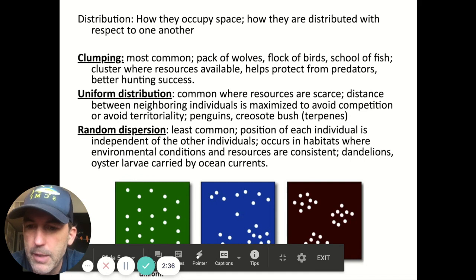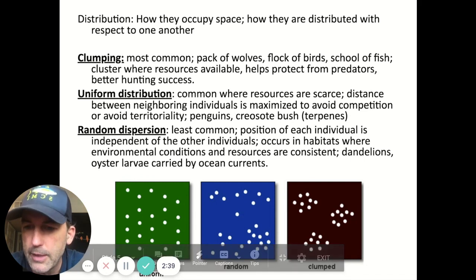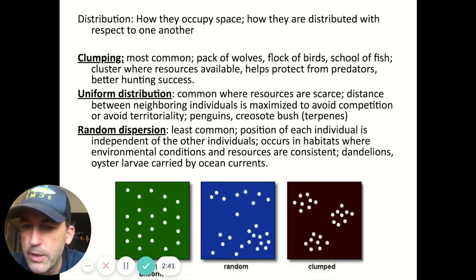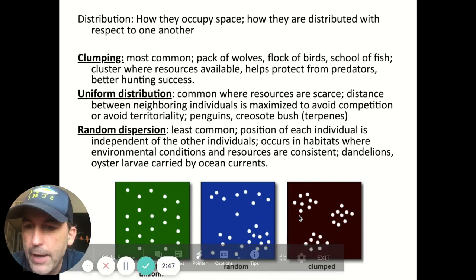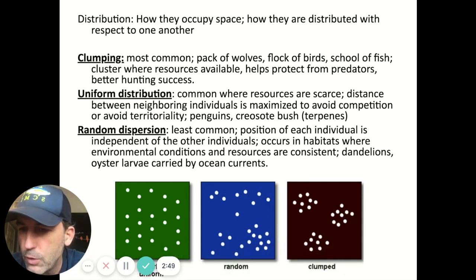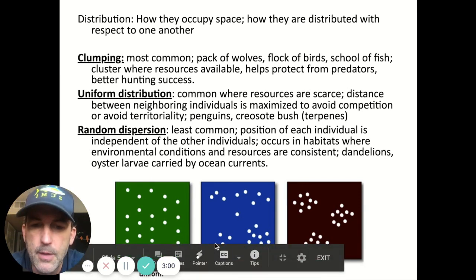This is really common in many tree species, or things that are broadcast, seeds that are broadcast by wind or water currents. And then clumped distribution is going to be aggregates of individuals, such as schooling fish or flocks of birds, small mammals that have colonial nesting situations.